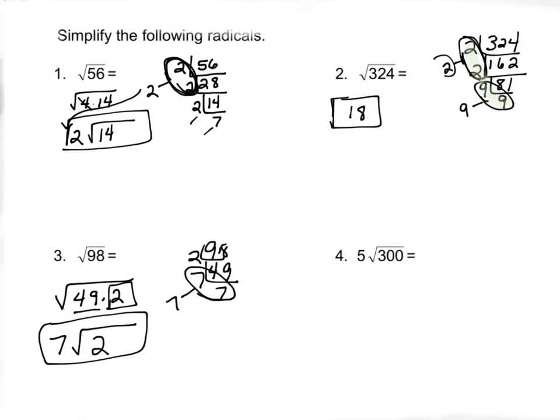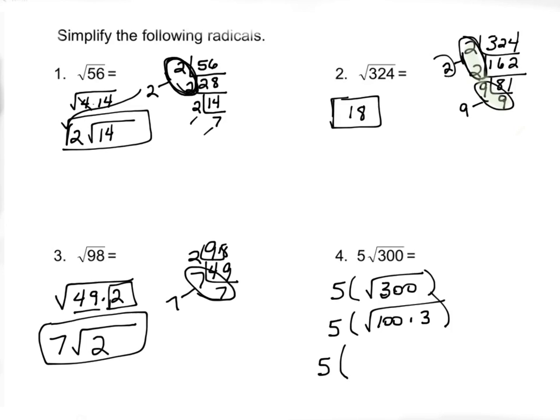Now, this one's a little different because you have 5 times, and so we can think about it like this. 5 times the square root of 300. Well, any 100 is kind of easy to do because we know that the square root of 300 is the same as the square root of 100 times 3. And we can take the square root of 100. 10 times 10 is 100. So the square root of 300 would be the same as 10 times the square root of 3.